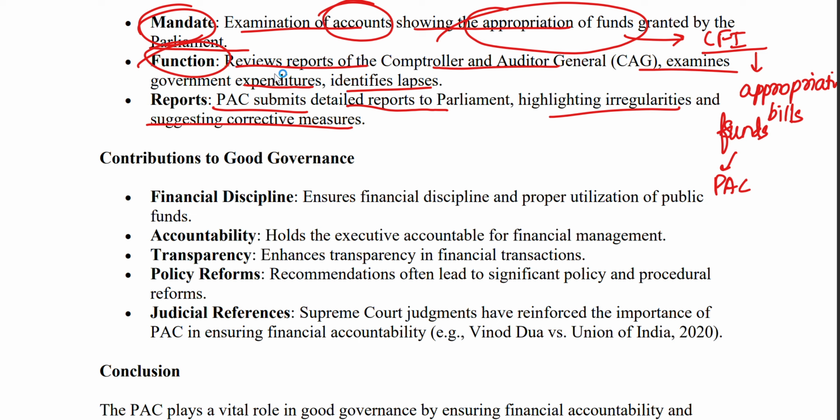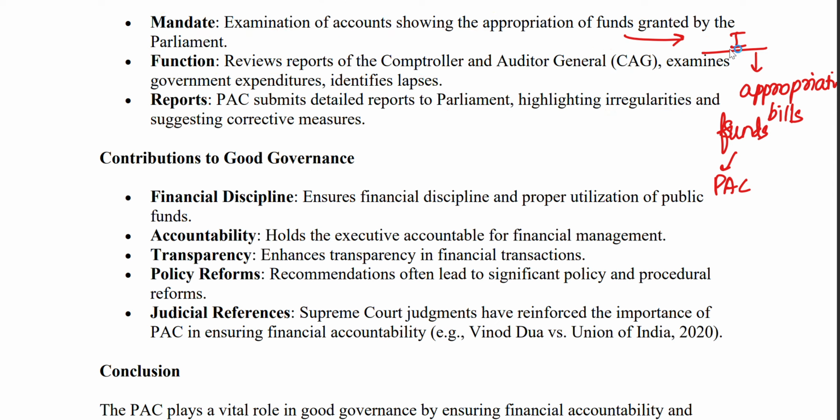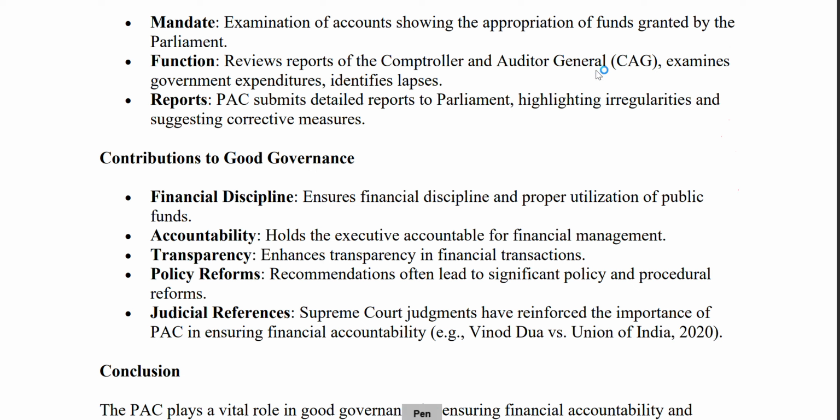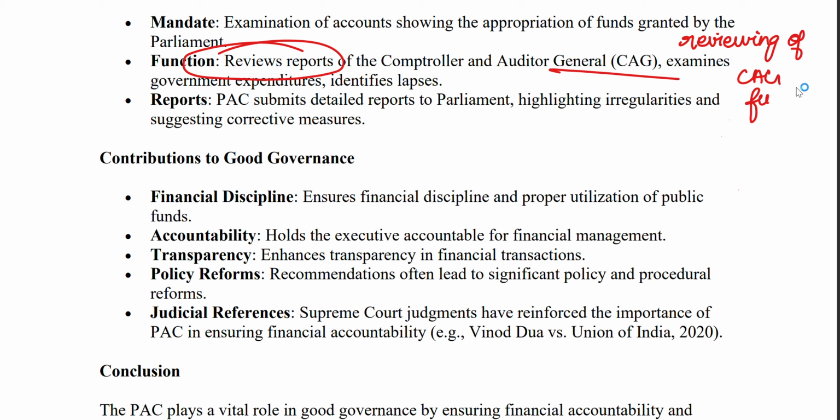Now the function is to review the reports of the Comptroller and Auditor General. The Comptroller and Auditor General also provides certain reports related to the financial accounting of funds. This report is reviewed, reviewing of the CAG report, and the committee examines the government expenditure and identifies the lapses. PAC submits the reports to the Parliament highlighting irregularities and suggesting corrective measures.